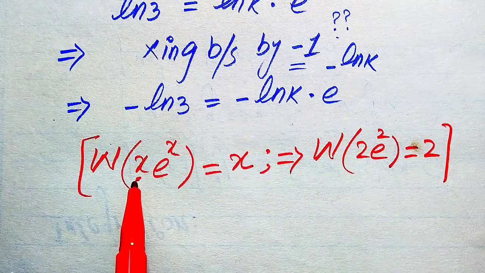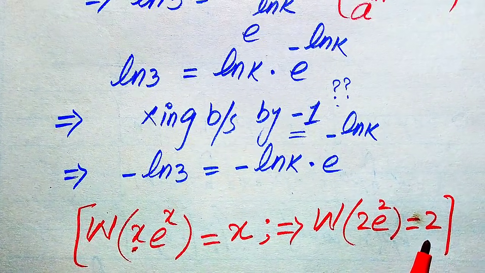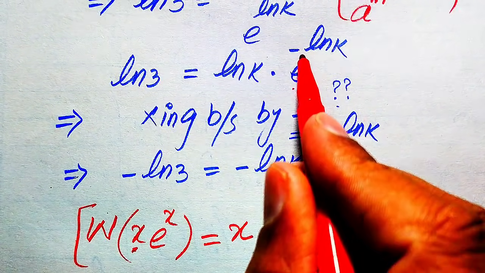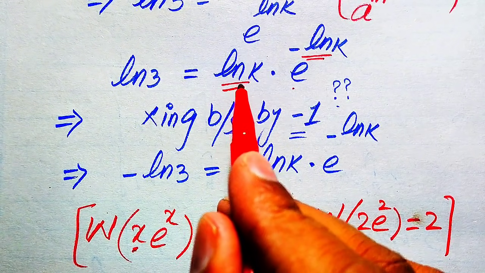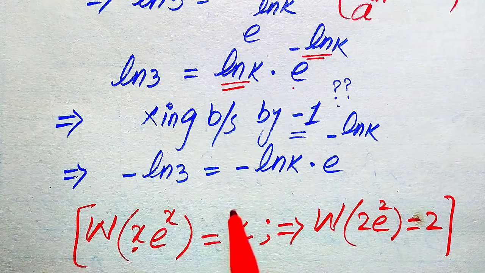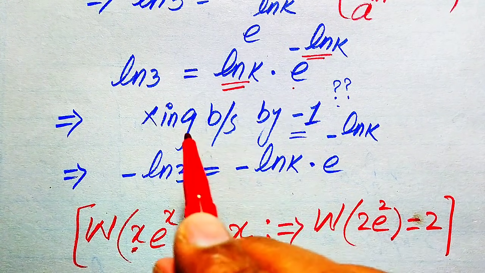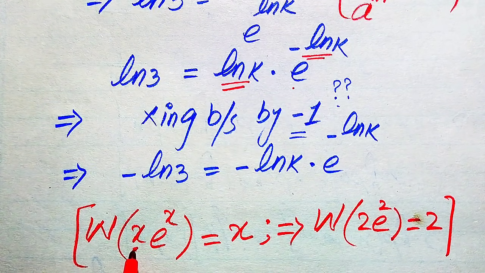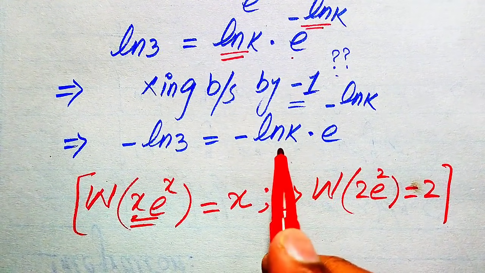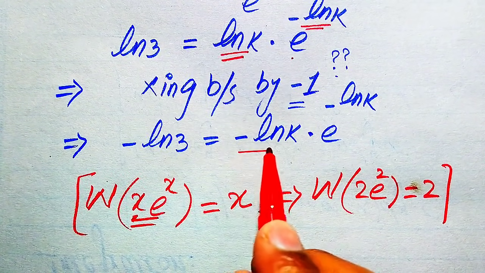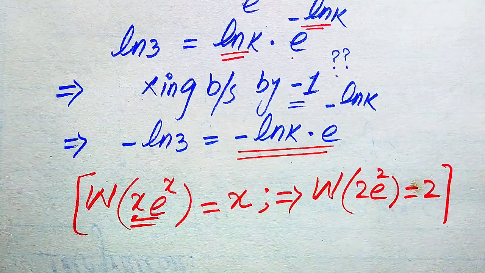Okay, so here we need to use the Lambert W function, and in the Lambert W function the exponent of e is multiplied by it. You see here in our case the exponent of e is minus log k. So we need to make minus log k here, but here we have only positive log k, so that's why we need minus 1. We multiply by minus 1 on both sides in order to make the function according to the Lambert W function. Now we are ready to apply the Lambert W function on both sides, and we easily get the output.